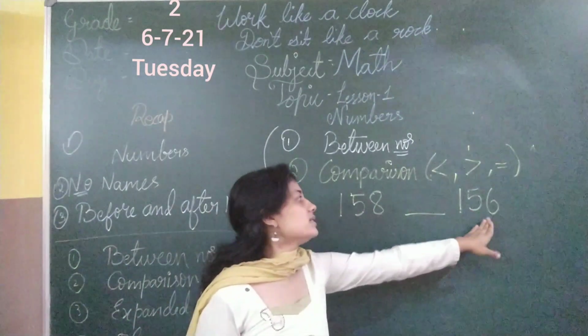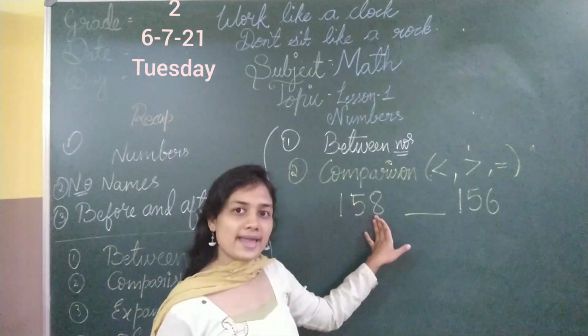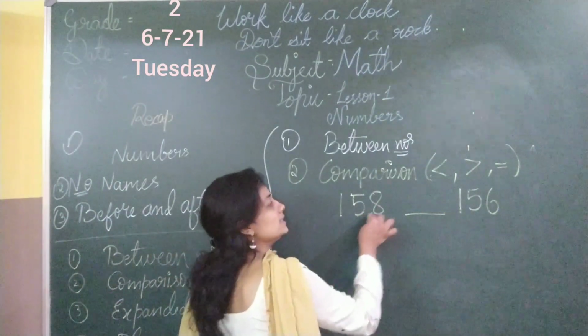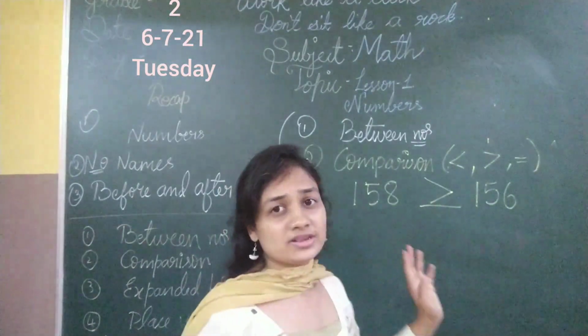In the one space you can see there is a different number. So which is bigger in this? 8. So which side should the crocodile mouth open? It should open to this number. Okay children, this is how. So we have now finished comparing numbers.